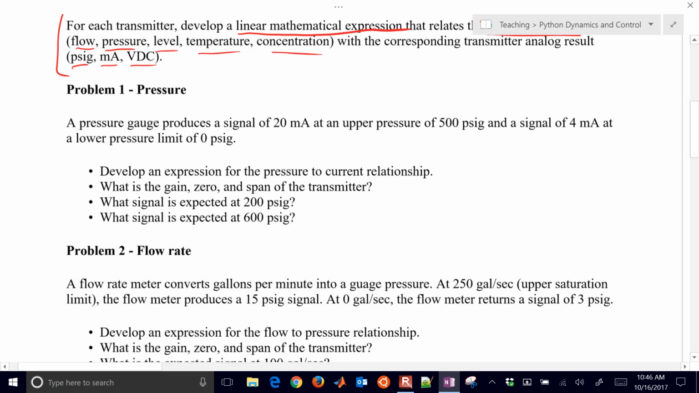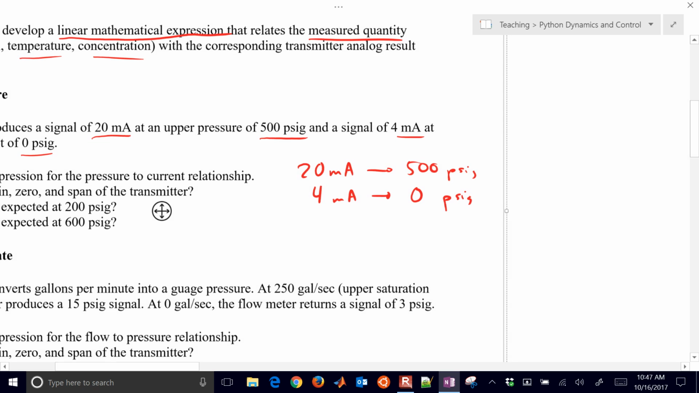The pressure gauge produces a 20 milliamp signal at an upper pressure of 500 psig and a 4 milliamp signal at a lower pressure of 0 psig. Okay, so 20 milliamp means that there is 500 psig and 0 milliamp, or sorry, 4 milliamp. We always use 4 instead of 0 so we know when the wire is cut, and that's going to be 0 psig.